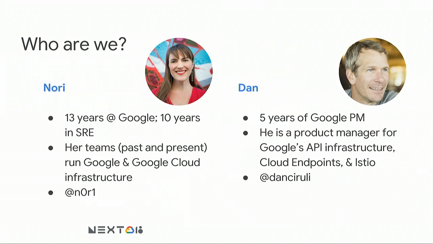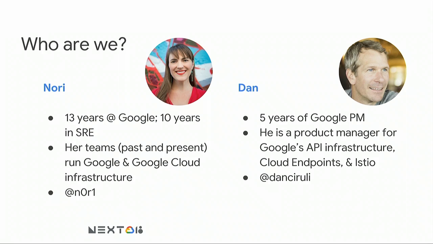But first of all, who are we? So as I mentioned, my name is Nori. I've been at Google for 13 years and SRE for 10 of that. During my time in SRE, I've worked basically exclusively on infrastructure. My first SRE team at Google worked on the infrastructure powering basically all of the services that Google provides, all of the DNS, all the load balancing, DOS protection, stuff like that. And in the last 2 years, I've been working on a team that is responsible for the infrastructure powering Google Cloud. My team is responsible for the production health of App Engine Flexible Environment and GKE.